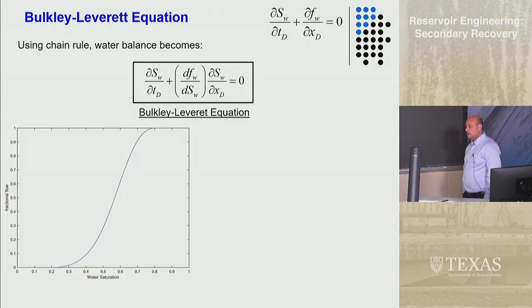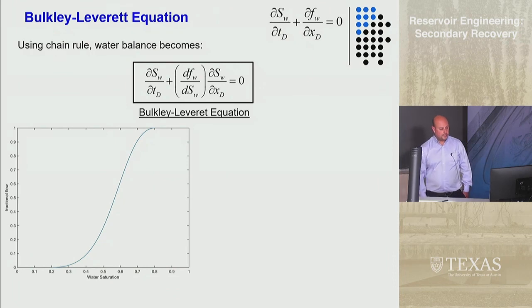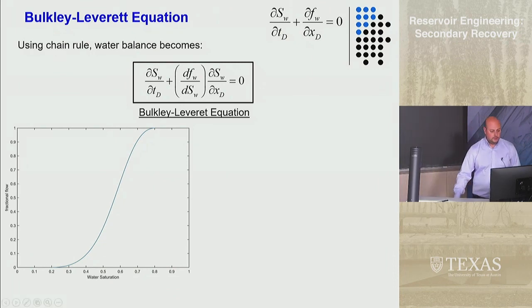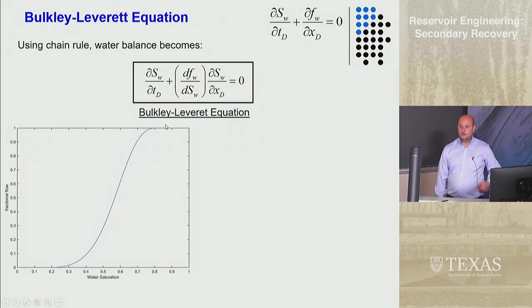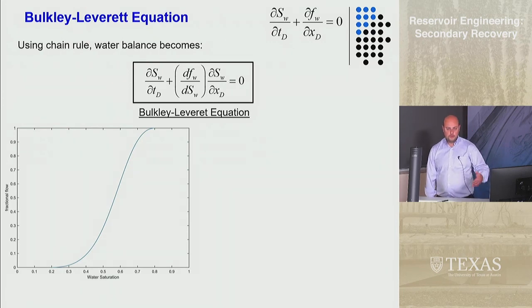Remember that fractional flow, FW, is a function of water saturation. And it looks like this. It was on your exam. So at SW equal to SWR, fractional flow is 0. And at SW equal to 1 minus SOR, fractional flow is 1. It's 100%, right? Because once you get to residual oil saturation, that oil is not moving. So UO is 0. That means UW is equal to U. So UW over U is 1 or 100%.